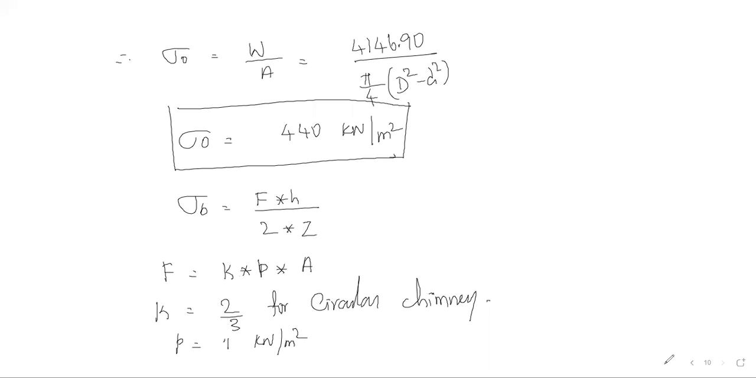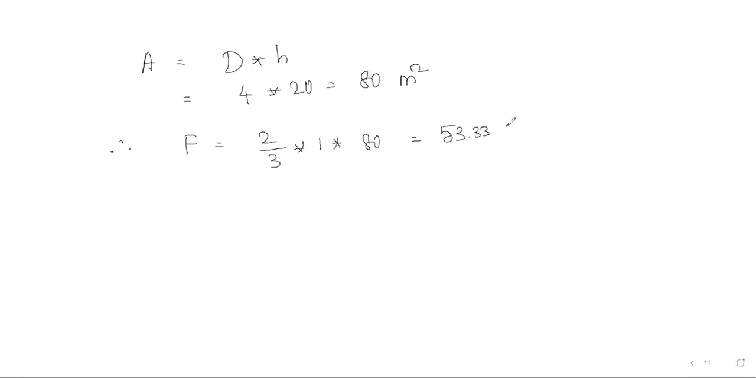Okay, next we have to calculate the value of area A. So for circular chimney they have given that D into H. So D is equal to 4 meter, H is equal to 20 meter. So 80. So therefore F is equal to 2 by 3 into 1 into 80. So it becomes 53.33 kilonewtons.